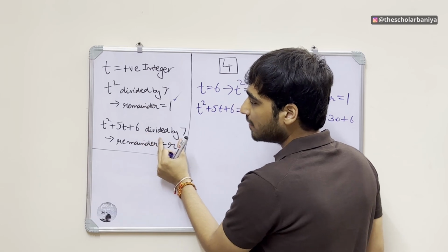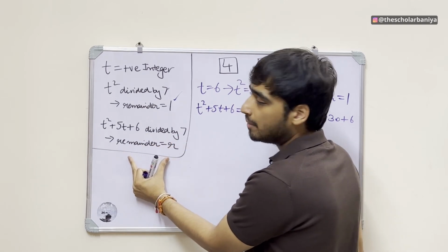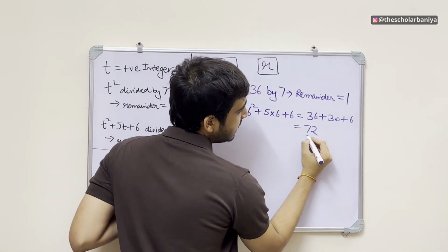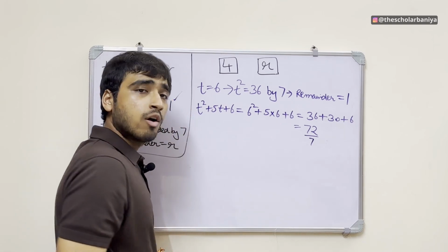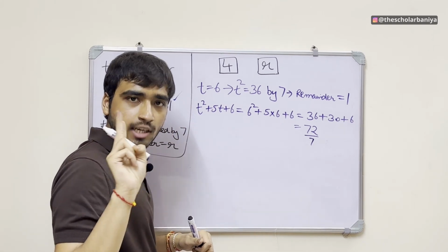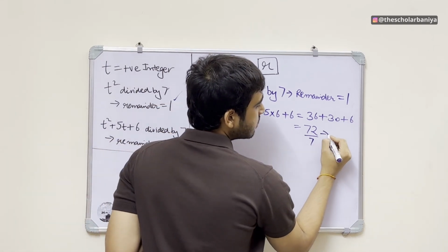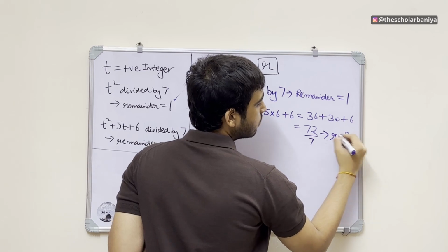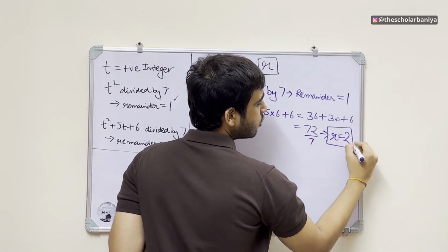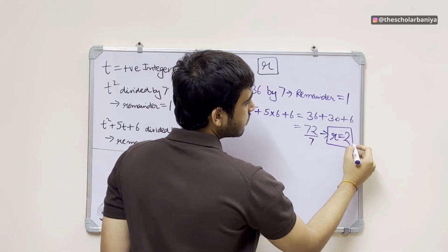Now when we divide 72 by 7, we get r as the remainder. So if we divide 72 by 7, what remainder will we get? We'll get 2 as the remainder. That means r is equal to 2. I hope this should be clear. There should be no confusion in this, right?